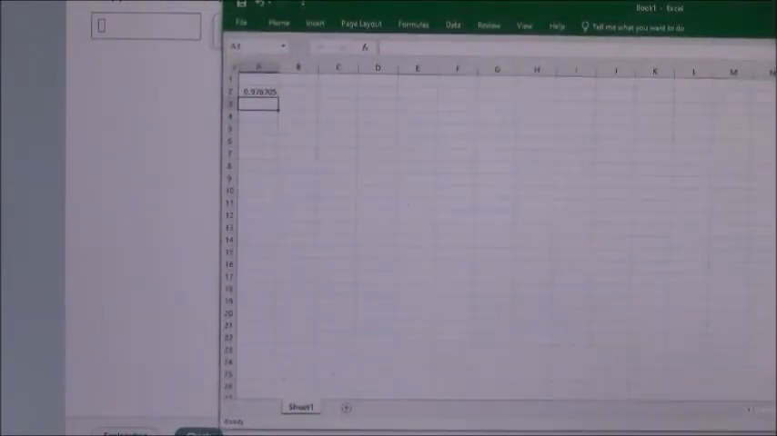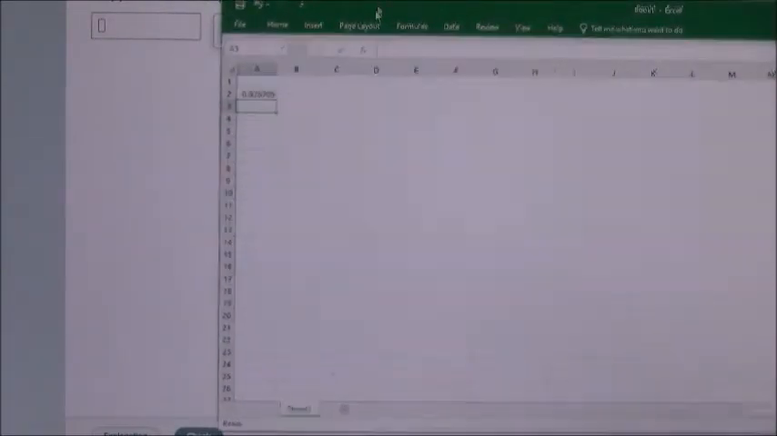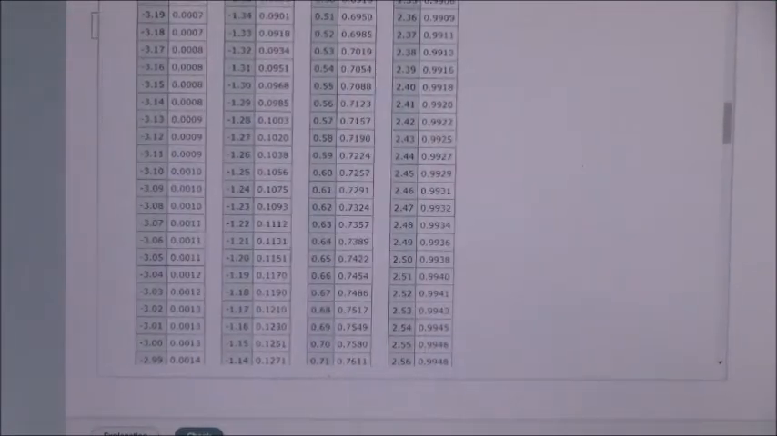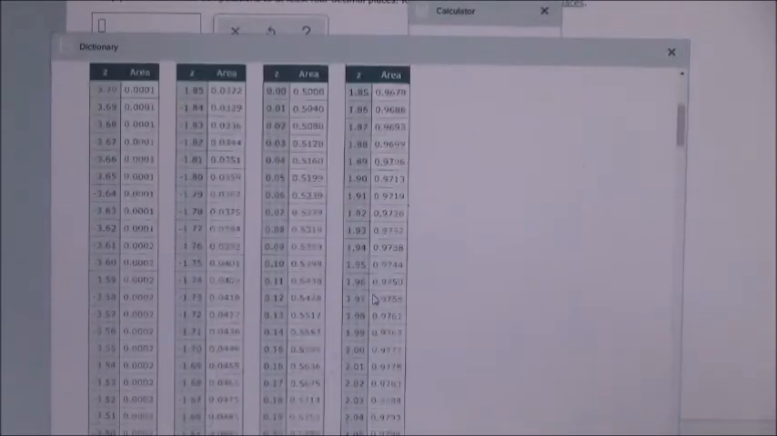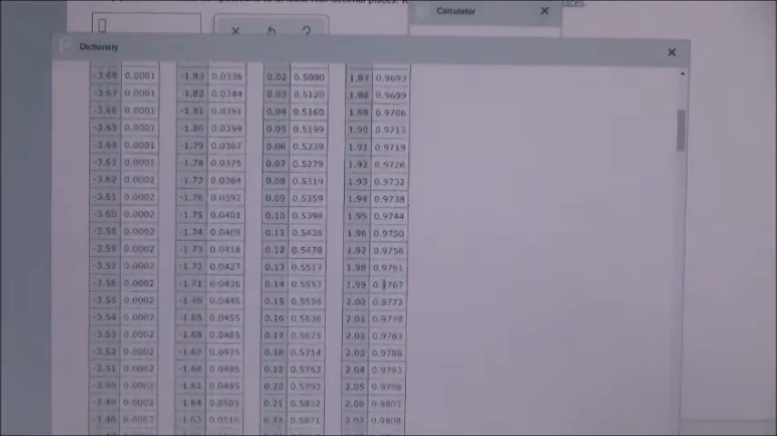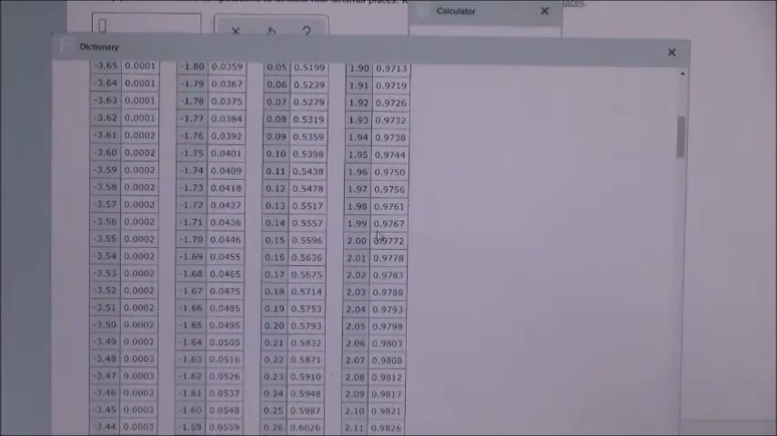Let's see if I can find my table here again. I think I might have closed my table. There we go. And so if I go to my table here and I look at 1.99, there's my 1.99, 0.9767.